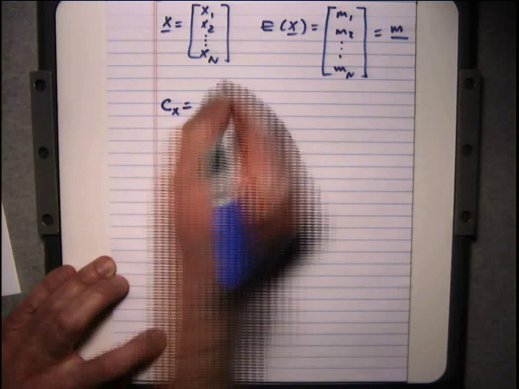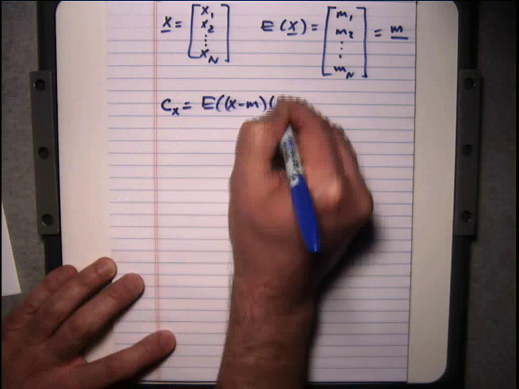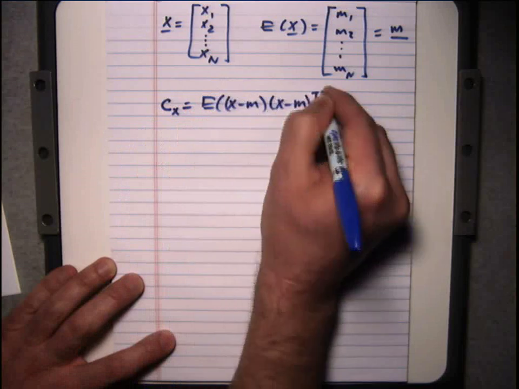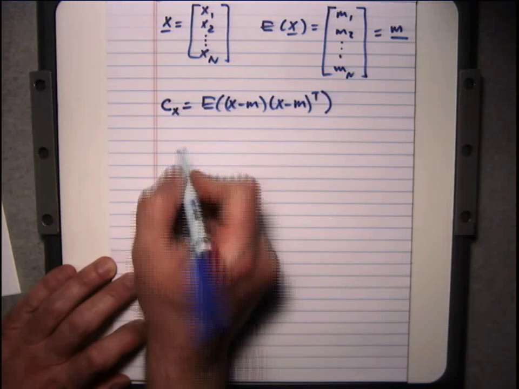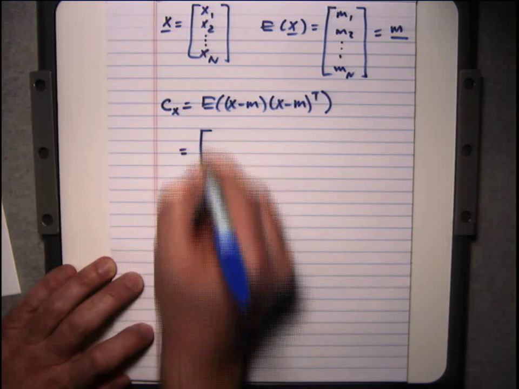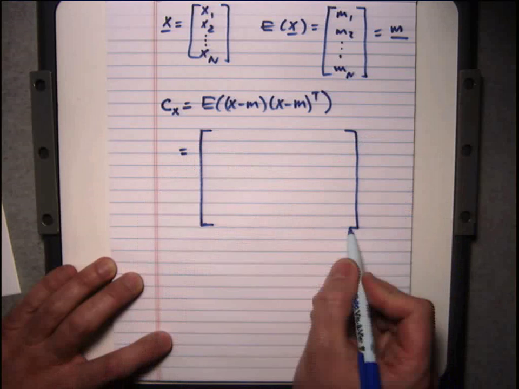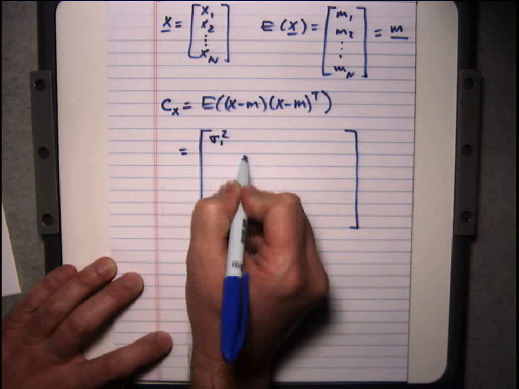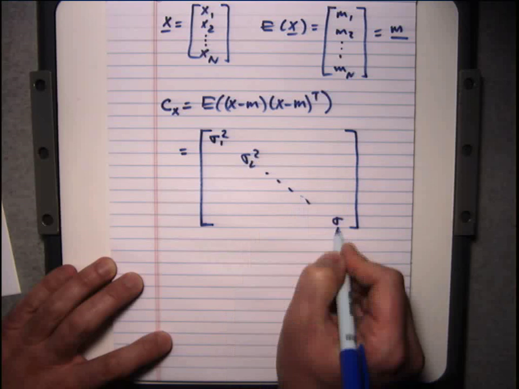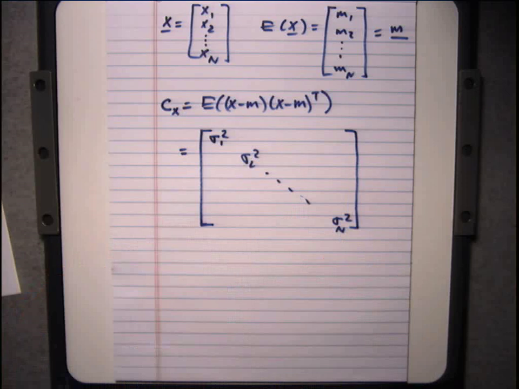Cx, this is the covariance, the expected value of x minus m times x minus m transpose. And what this is going to look like is a big matrix, like this. Along the diagonal are going to be the variances, sigma 1 squared, sigma 2 squared, and so on, up to sigma n squared. And along the off diagonals, you're going to have the covariances between the various elements of x.